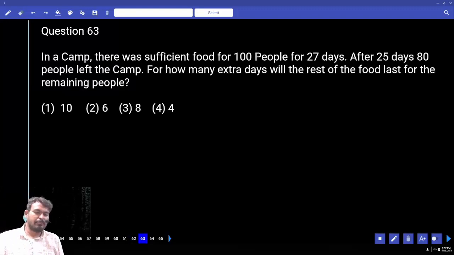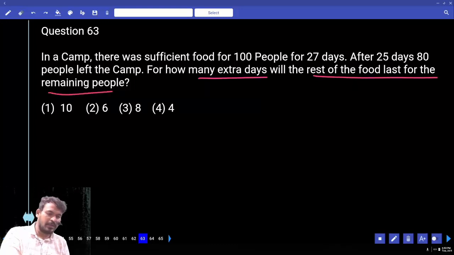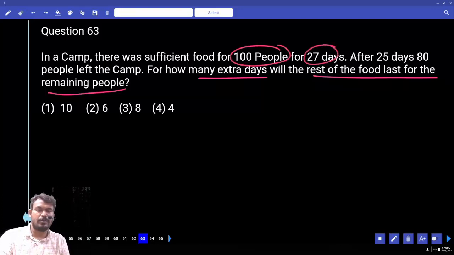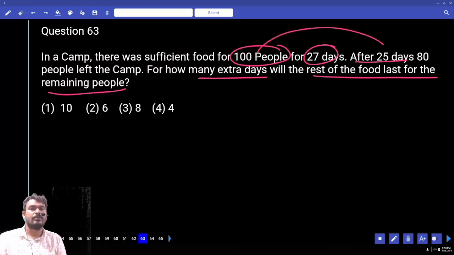63. In a camp there was sufficient food for 100 people for 27 days. After 25 days, 80 people left the camp. For how many extra days will the rest of the food last for the remaining people? Okay. Actually, 100 people, food is sufficient for how many days? 27 days. After 25 days means 100 people have already eaten 25 days. Actually, 100% of the food is sufficient for 27 days.